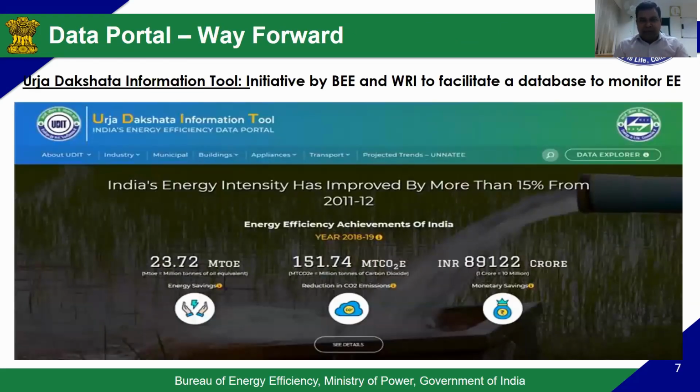So this is the way forward. As I mentioned, we do have a platform where we are collecting lots of data. But as far as analyzing those data and coming up with good representative outputs is concerned, we are still in the process of developing. But we have recently developed this Urja Dakshata information tool, which is going to be in the public domain very soon. We are actually migrating it from a private data source to a government database. That is why it is taking some time.